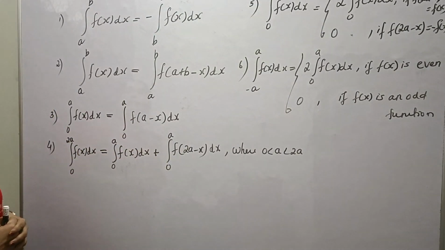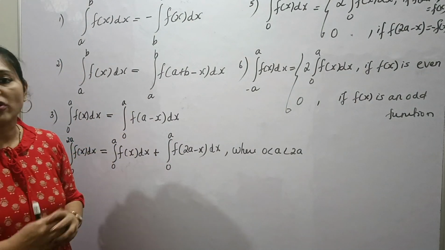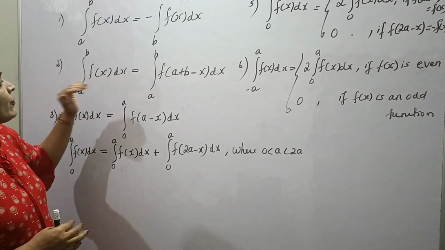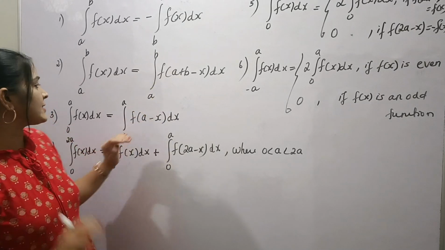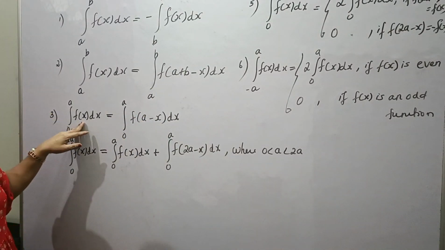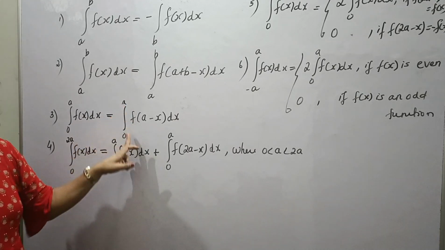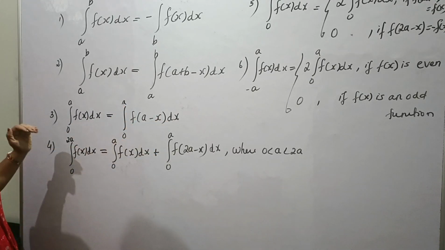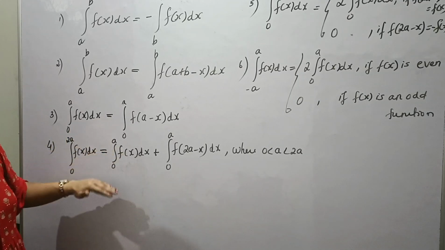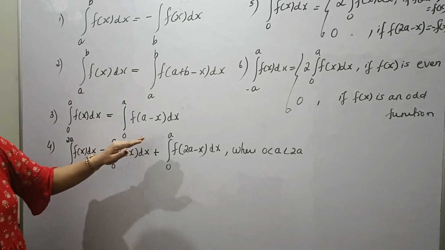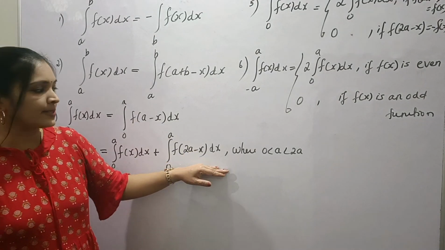Integral a to b f of x dx is equal to minus integral b to a f of x dx. Integral a to b f of x dx is equal to integral a to b f of a plus b minus x dx. Integral 0 to a f of x dx is equal to integral 0 to a f of a minus x dx. Integral 0 to 2a f of x dx is equal to integral 0 to a f of x dx plus integral 0 to a f of 2a minus x dx.